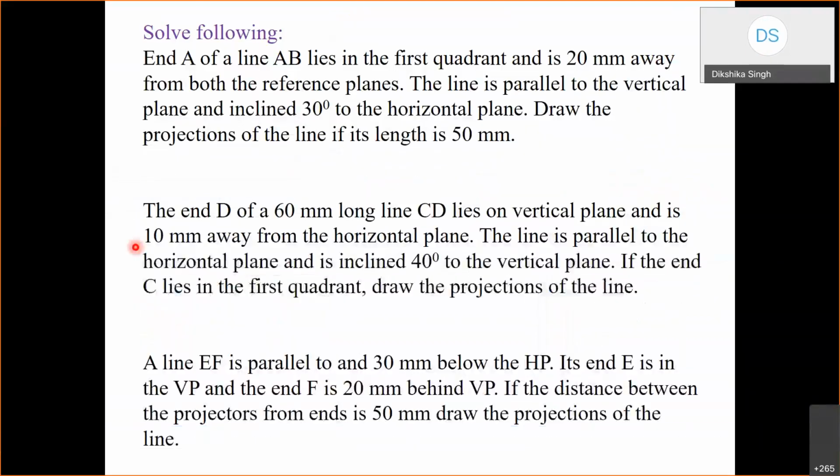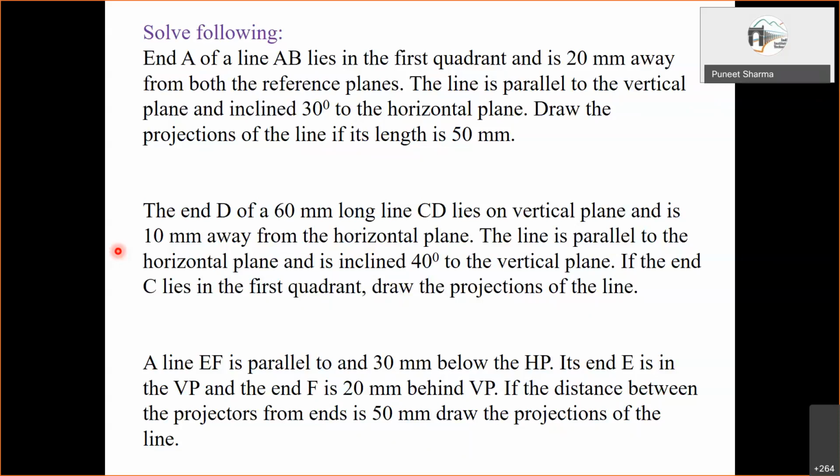Now, say if we consider this next one. A 60 mm long line CD. This 60 mm will refer to the true length of the line. The line CD lies on the vertical plane. So D is lying on the vertical plane. From this, at least one thing you know: the top view of D will be on the XY line. Then it is 10 mm away from the horizontal plane.